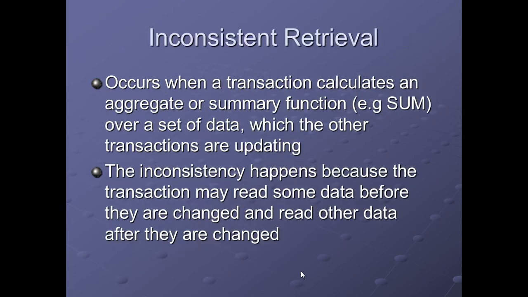Then inconsistent retrieval occurs when a transaction calculates an aggregate or a summary function, for example, the sum of a set of data, which the other transactions are updating. You see, there are two concurrent operations here. The inconsistency happens because the transaction may read some data before they are changed and read other data after they are changed.